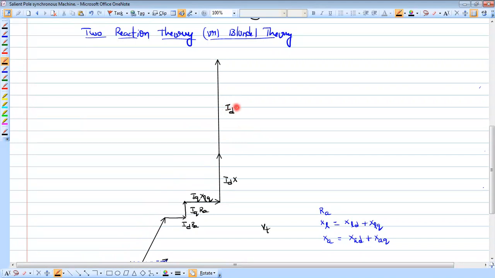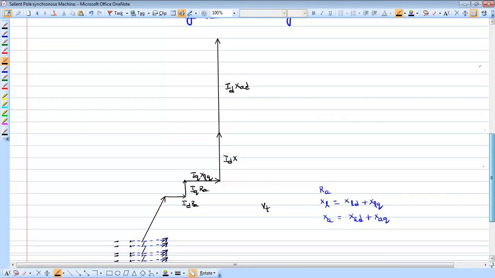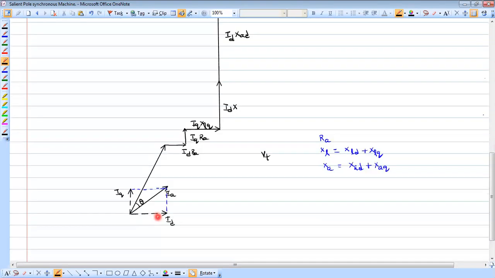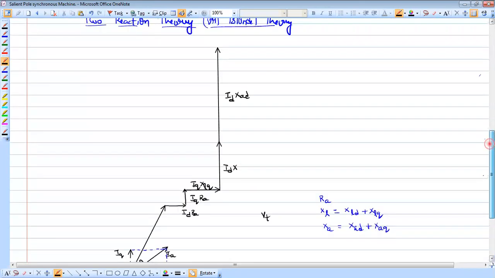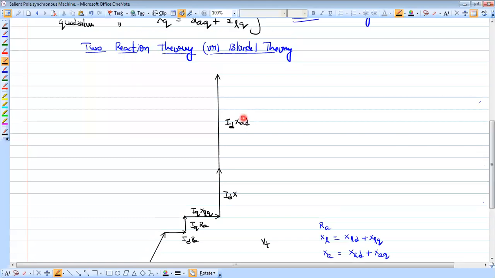So this will be Id into Xad, the direct axis component. Why? Because here we have the direct axis current. Compared to this direct axis current, the voltage drop should be leading. Why? Because it is a lagging power factor.